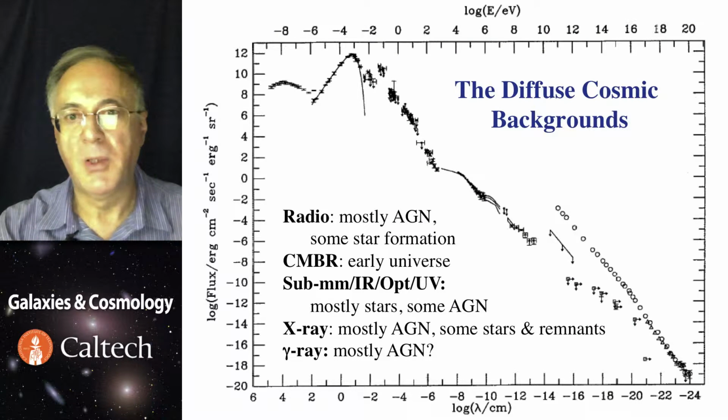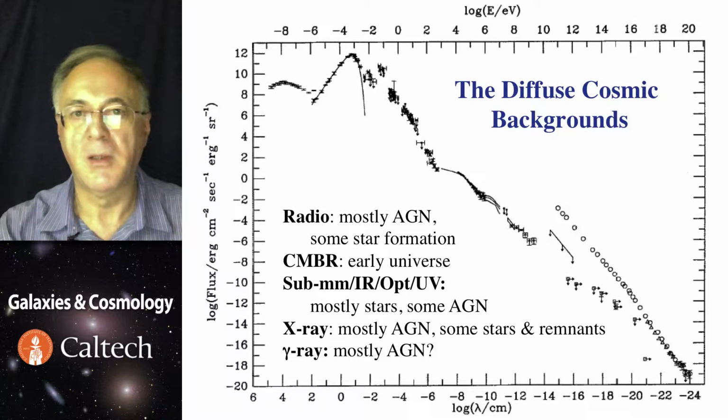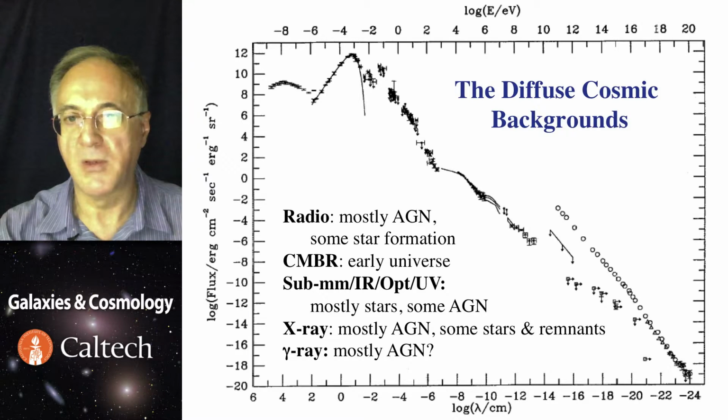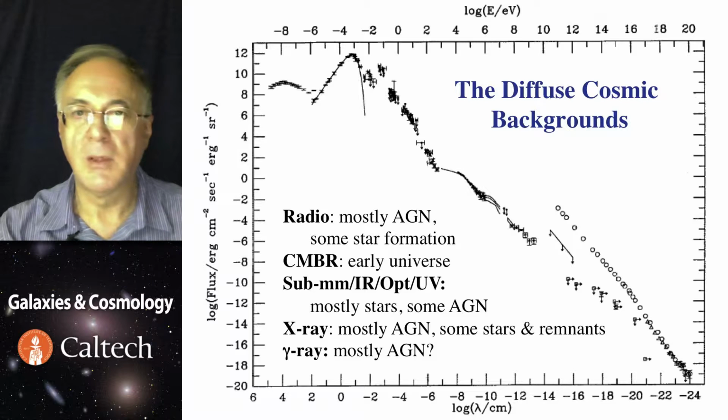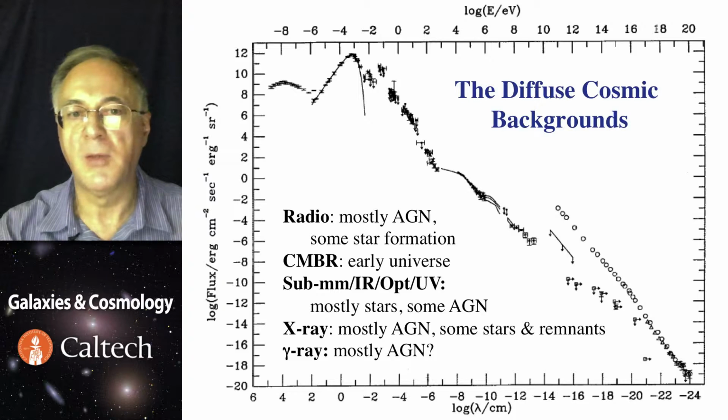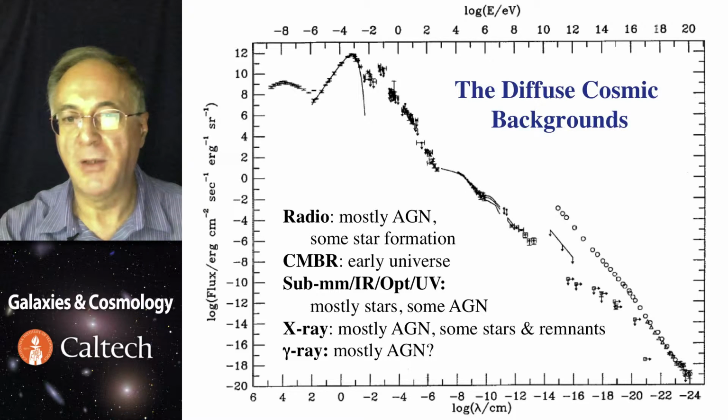And here is another plot, expressed in a slightly different way, of all the different cosmic diffuse backgrounds. They're diffuse when you don't have good resolution, but all of them except the cosmic microwave background break into individual sources once good enough observations are obtained. Roughly speaking, in radio, it's mostly from active galactic nuclei, but there's some star formation. Microwave background has a cosmological origin. Sub-millimeter, far-infrared, visible, and near ultraviolet all come from star formation, obscured or not obscured.